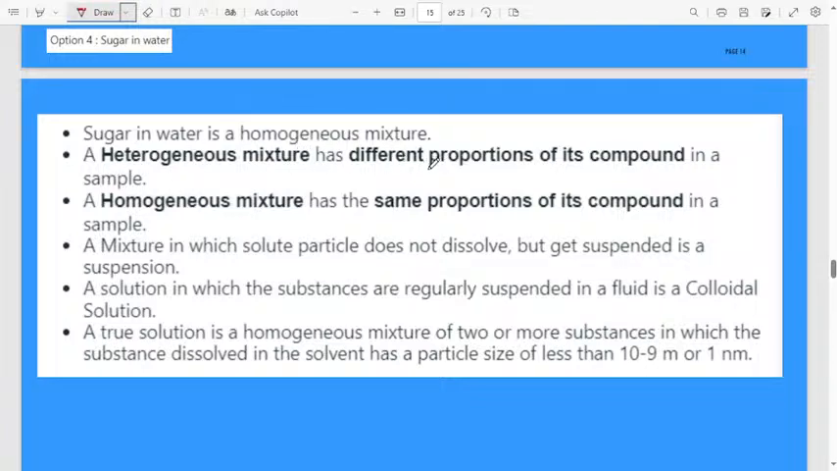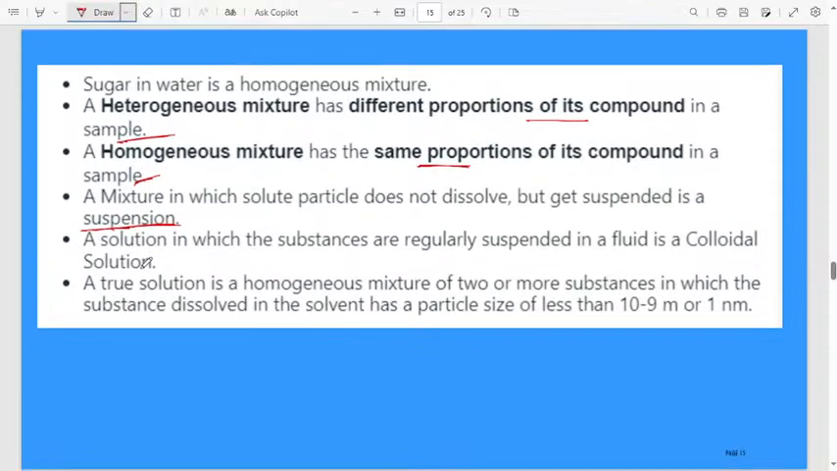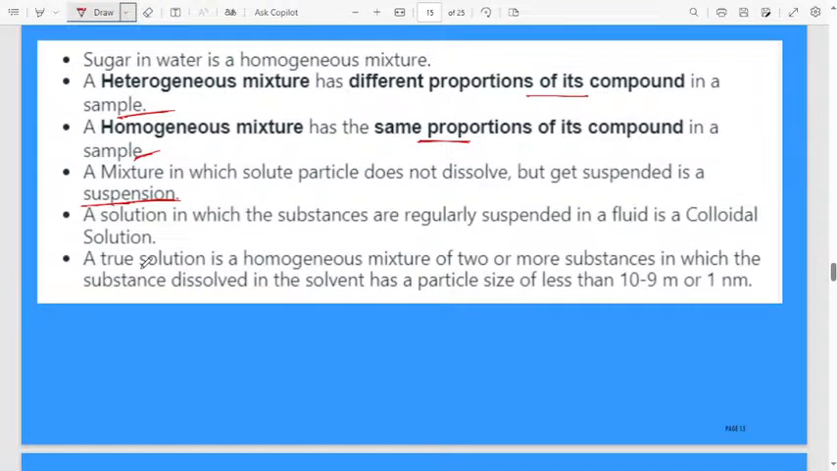A heterogeneous mixture has different proportions of its compounds in a sample. A homogeneous mixture has the same proportion of its compounds in a sample. A suspension is a mixture in which solute particles do not dissolve but get suspended. The best example is chalk powder in water. That chalk powder will be suspended in the upper layer of water. That is the best example for suspension.